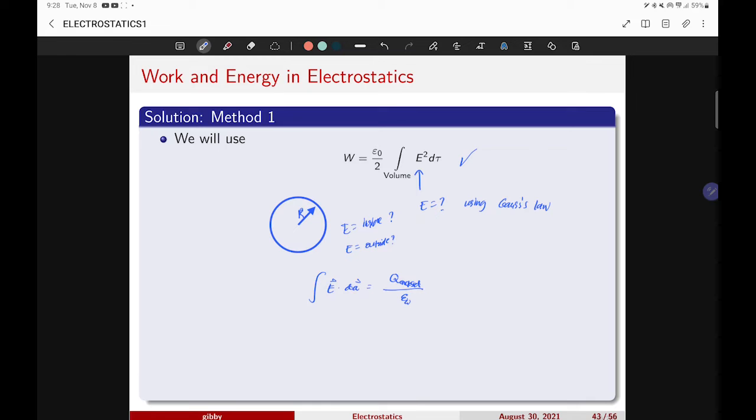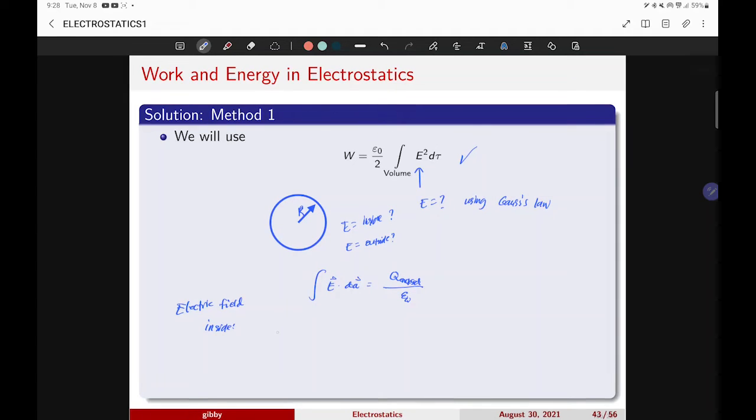So we can calculate the electric field inside. So what is the electric field inside? Electric field. Okay. So the electric field inside is actually found using Gauss's law. We have E times dA.